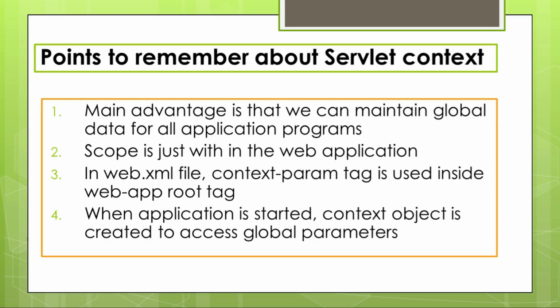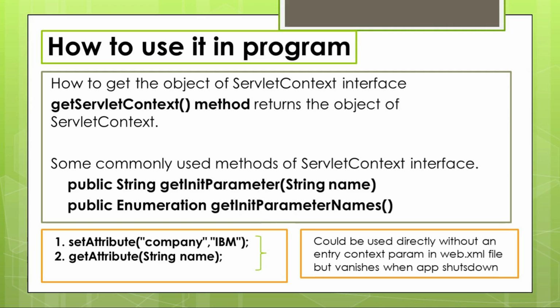You can access the global data at any point of time. In order to make global data available, the context object is created as soon as Apache Tomcat or your web application is up and running. Whenever you start your web application, the context object is made readily available to access the global parameters. Now we'll see the important methods.